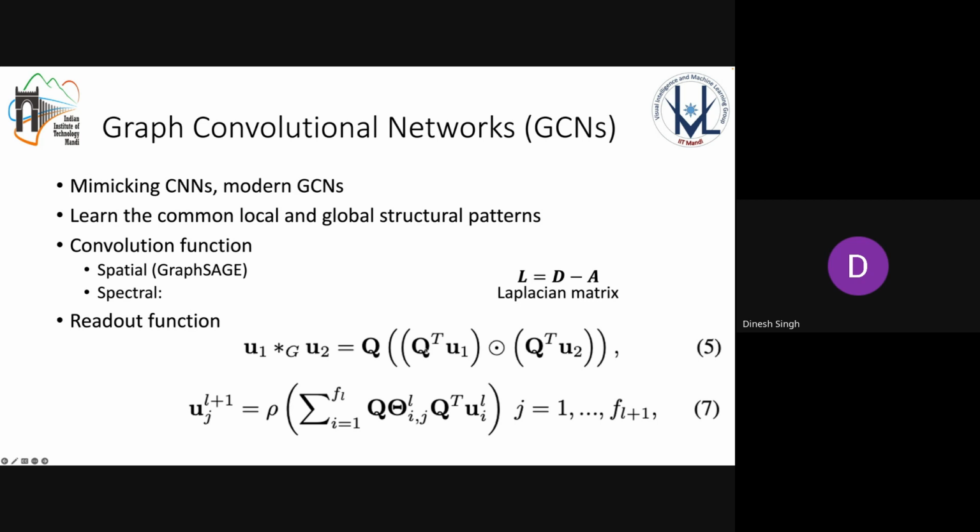So Q transpose gives us a projection into the spectral space. Whatever the original feature vector we have, we are projecting that onto the eigen spaces. Then within the eigen spaces, we simply do the element-wise multiplication of these two feature vectors. But now we need to bring the convolution operation into the original space, so whatever the resultant vector is, we project it back into the original space by multiplying with Q.